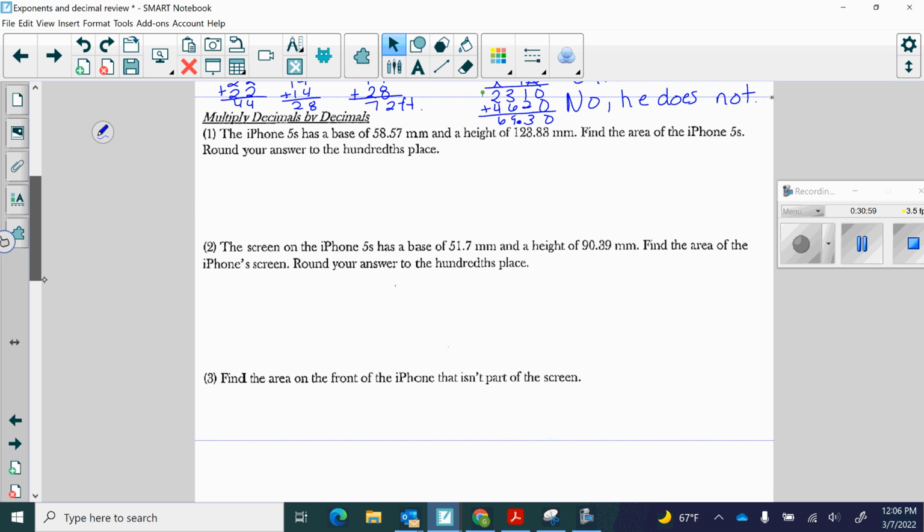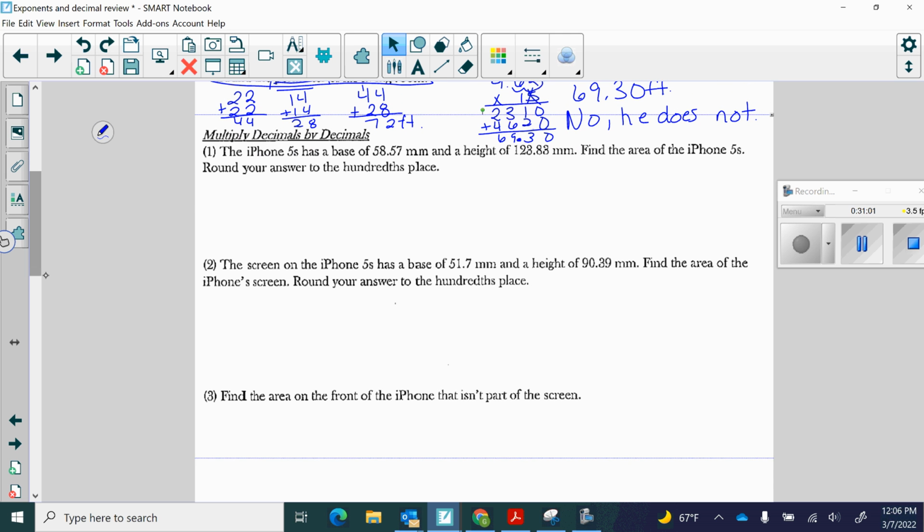The next page is also multiplying decimals. And I want you to do the whole top box, 1, 2, and 3. And I'm going to give you 8 minutes.